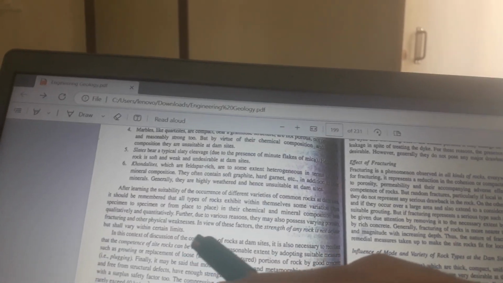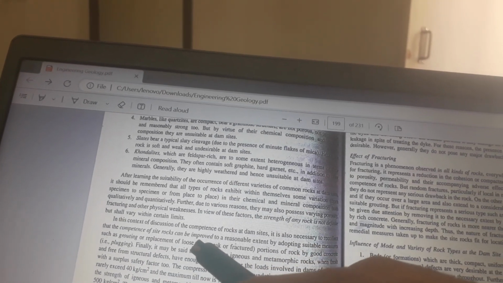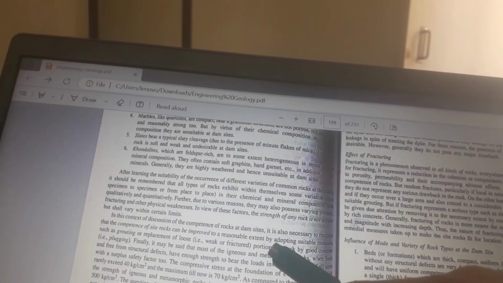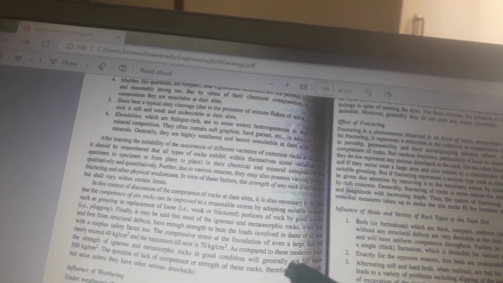In this discussion of competence of rocks at dam sites, it is also necessary to recollect that the competence of the site rocks can be improved to a reasonable extent by adopting suitable measures such as grouting or replacement of loose, that is weak or fractured, portions of rock by good concrete, that is plugging. The question of lack of competence or strength of these rocks therefore will normally not arise unless they have other serious drawbacks.